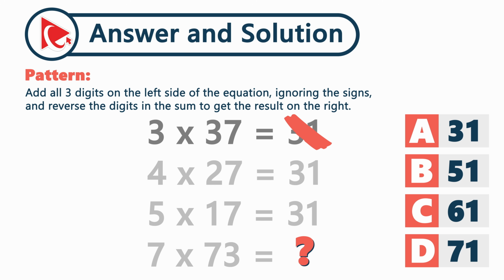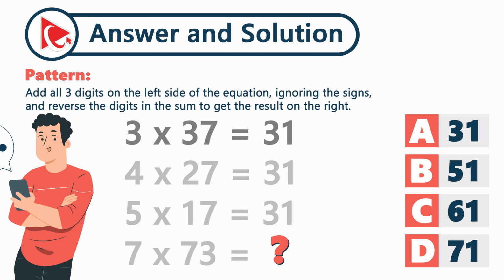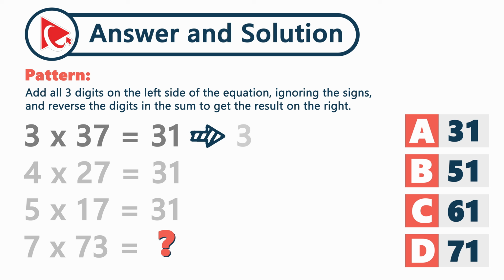Obviously, this is not a mathematically correct expression because 3 multiplied by 37 would result in a much bigger number. By the way, can you calculate it and give me the result in the comments? But to solve this expression, we need to add 3 plus 3 plus 7, and the result would be 13. And then we reverse the digits of 13, and 13 reversed is 31.